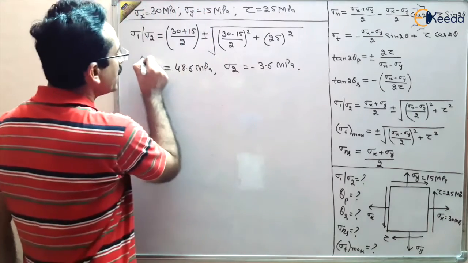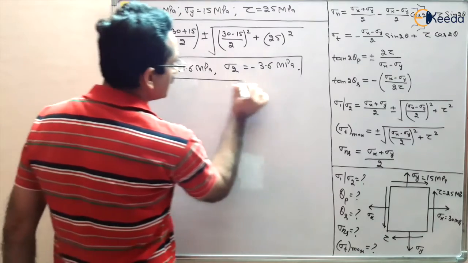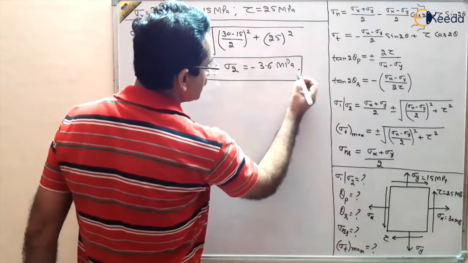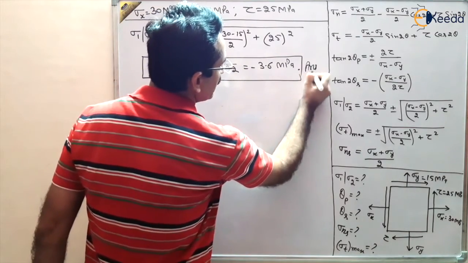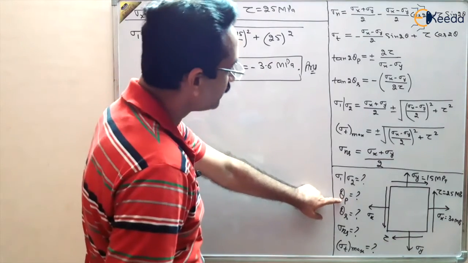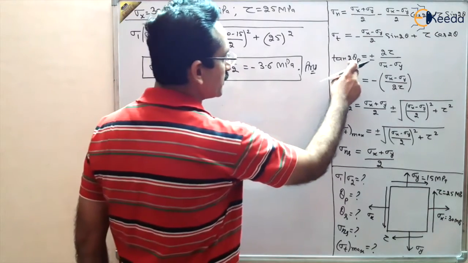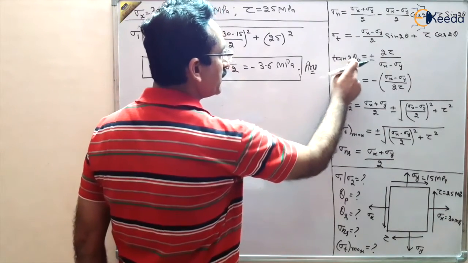So these are the two answers, the maximum and minimum normal stresses. This is one of the answers. So these are sigma 1 and sigma 2. Then we have to find theta p, the plane of maximum normal stress. This is the plane, tan 2 theta p.